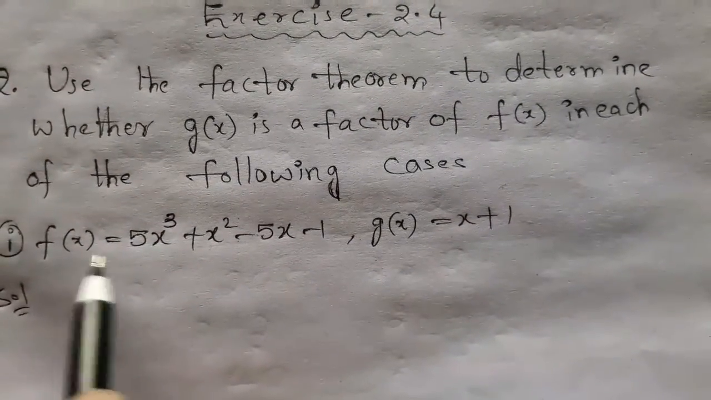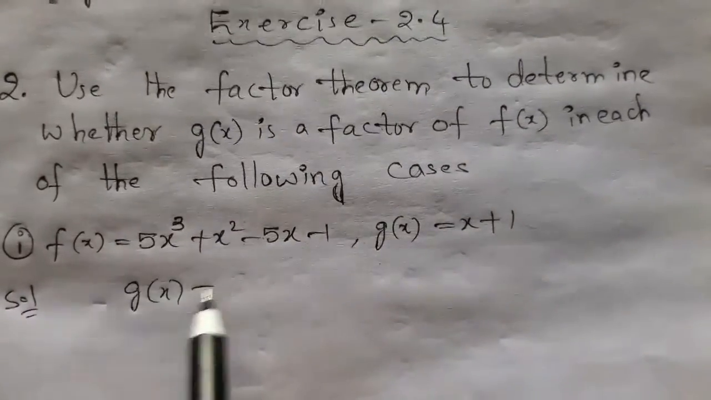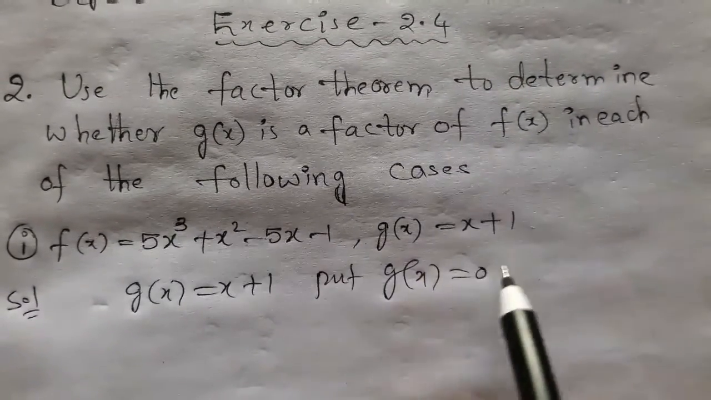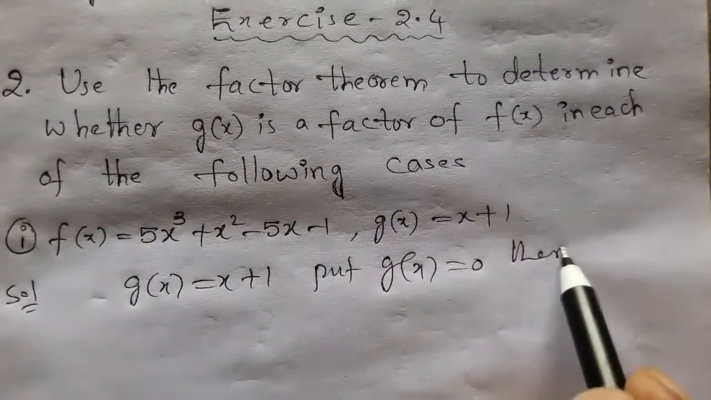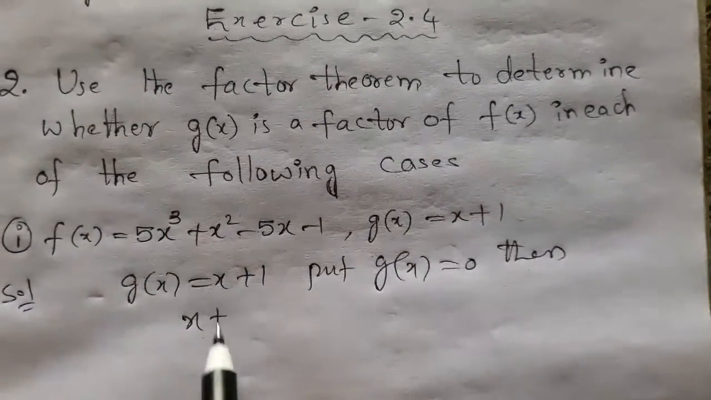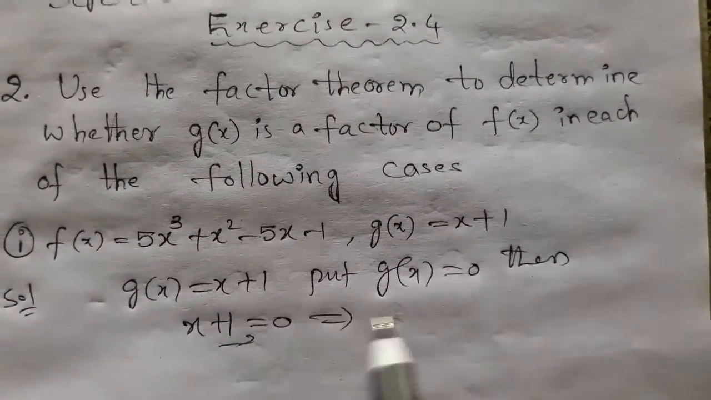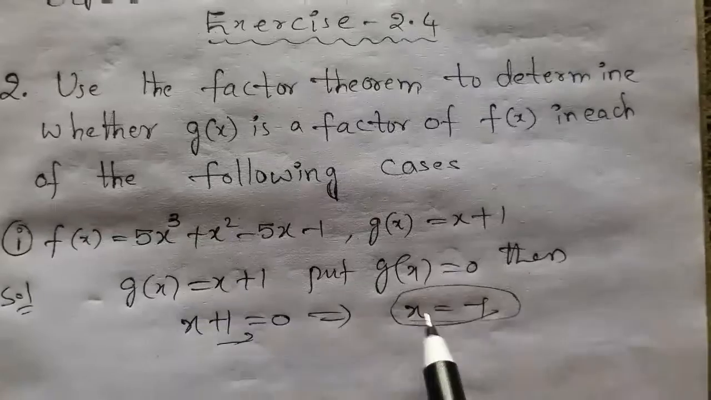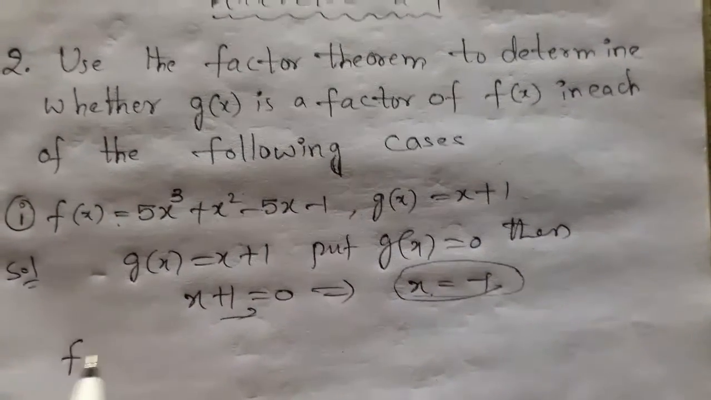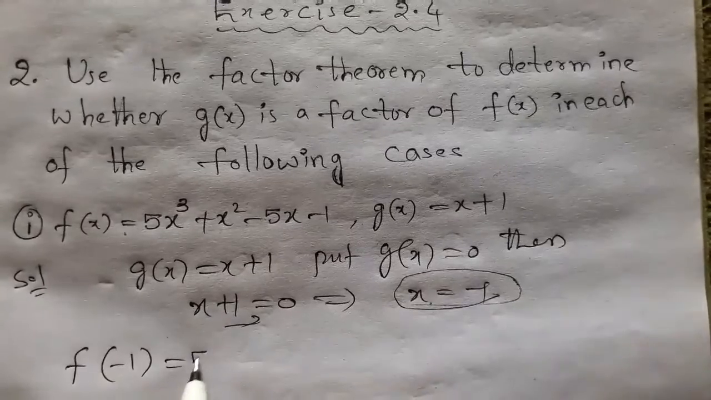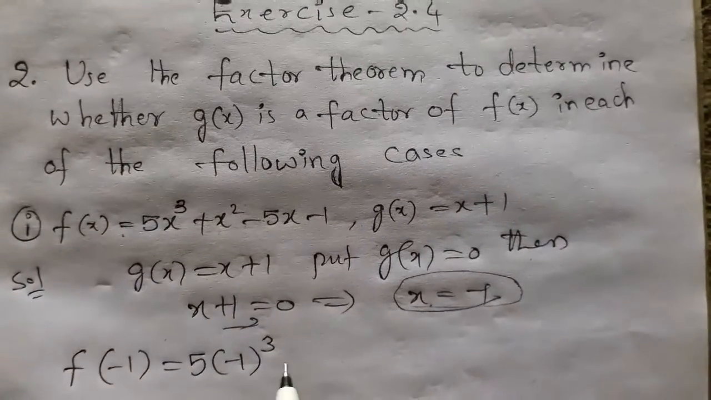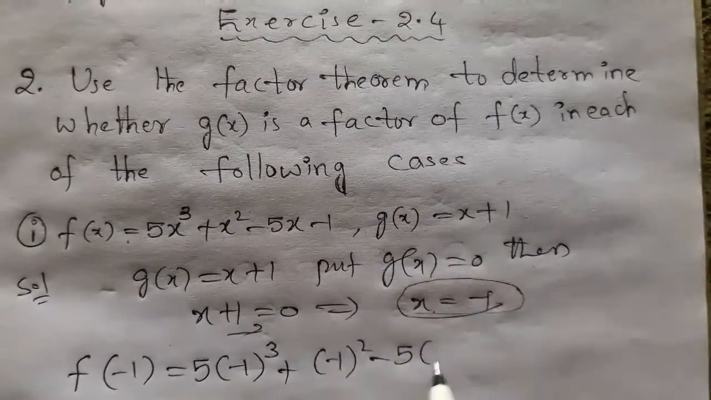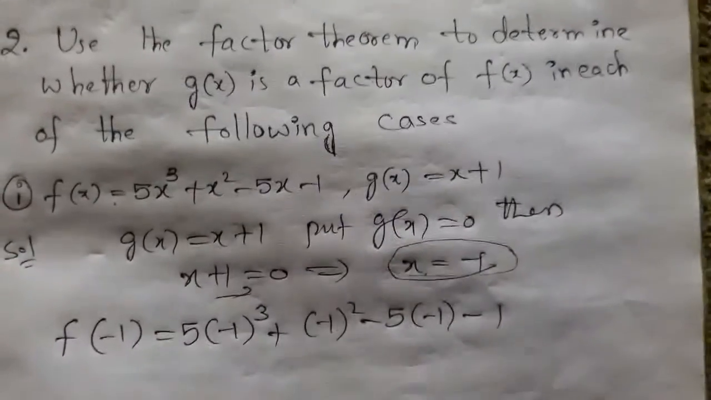Solution: take the g of x. G of x is equal to x plus 1. Put g of x equal to 0, then x plus 1 equals 0, then send 1 that side, that becomes x is equal to minus 1. Using this value in f of x, now f of minus 1 is equal to 5 into (minus 1) whole cube plus (minus 1) whole square minus 5 into (minus 1) minus 1.